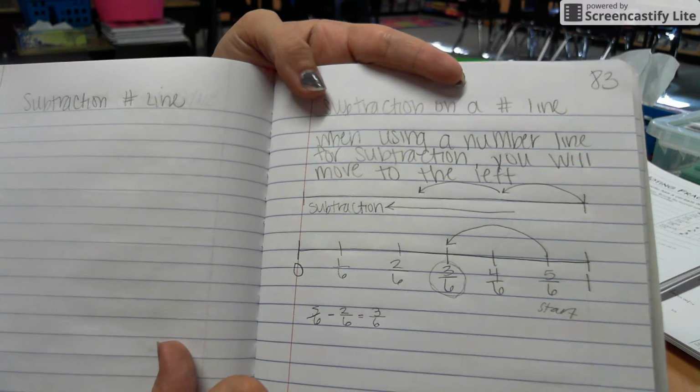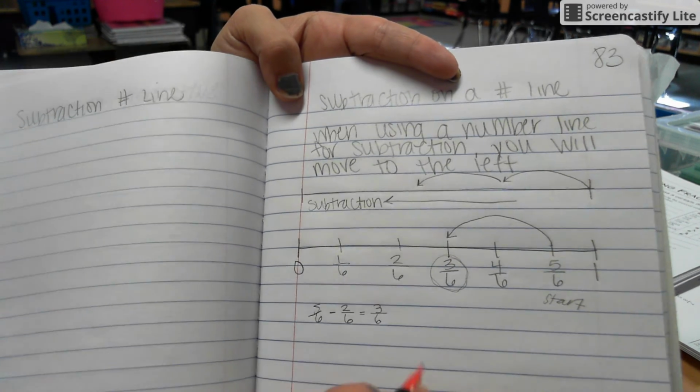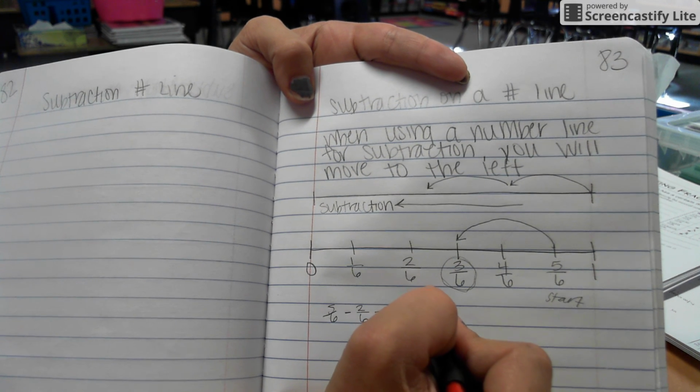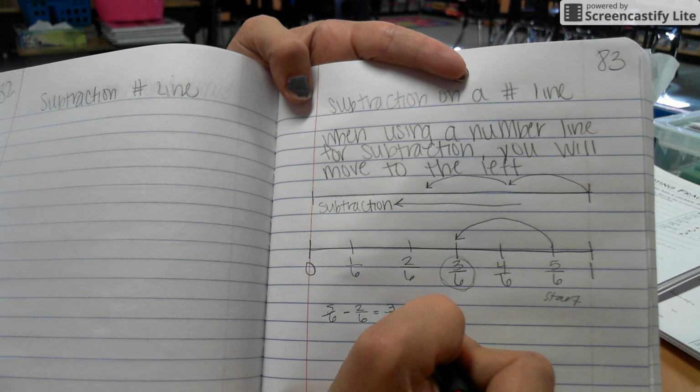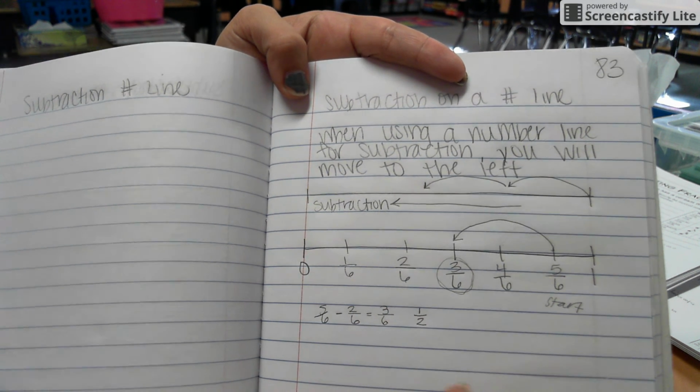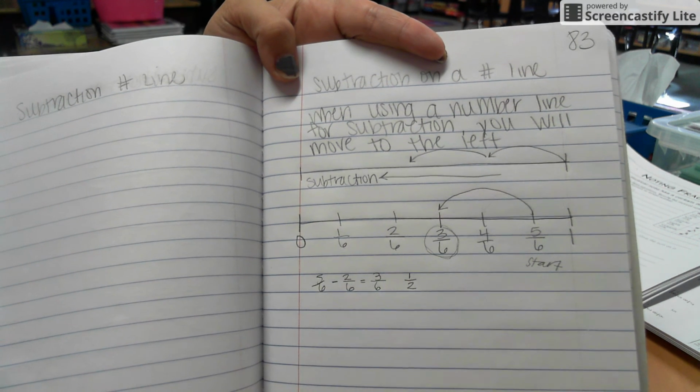Is 3 sixths in simplest form? No, because I know that half of 6 is 3, so simplest form is one half. All right, make sure you have that down. We're going to do another one together.